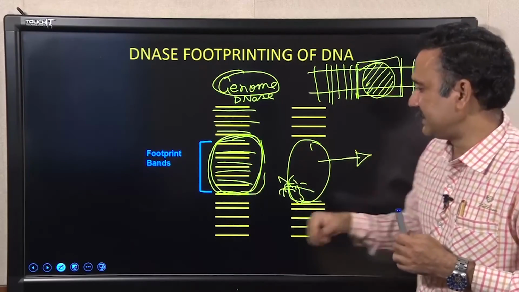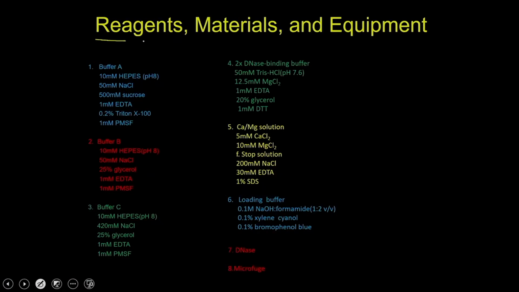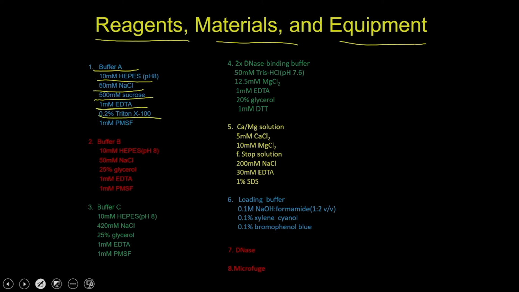How to perform this? To perform it you need different types of reagents, materials and equipment. What reagents are required? You require buffer A, which contains the normal buffers like 10 millimolar HEPES, NaCl, sucrose, EDTA, Triton X-100, and then you also require the protease inhibitor PMSF. Then you require buffer B, which is exactly the same except that you need glycerol, EDTA and PMSF.